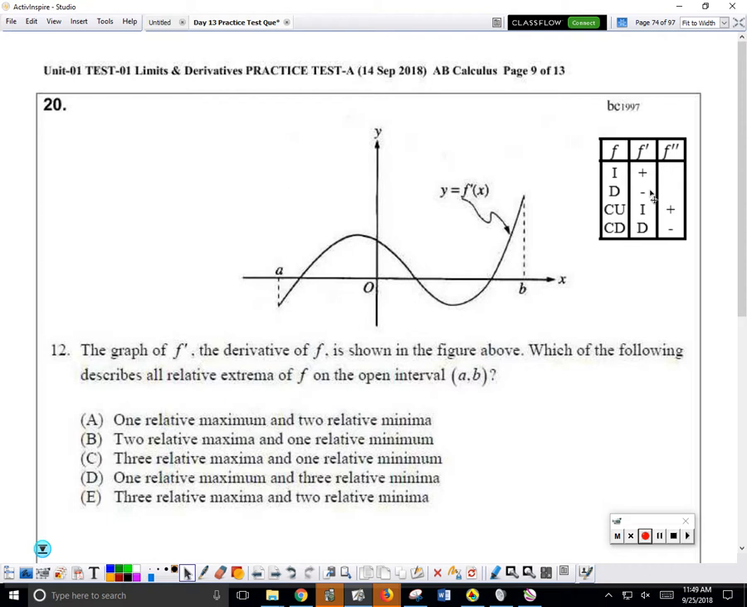Okay, silence again. Hey, quiet. Look, they show you f prime. So this is a graph of f prime. Which of the following describes all relative extrema of f?